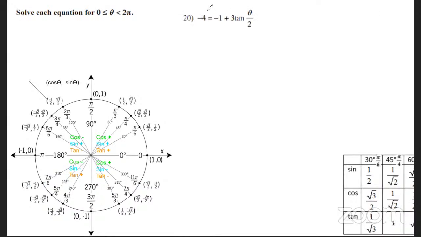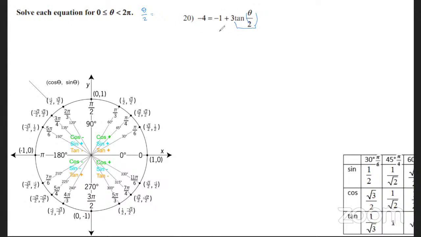All right, this is going to be our last one for the night. This one is going to take up a lot of room, so I'm going to try my best to make it small. Let's undo this to get our trigonometric function by itself. And remember, theta over 2 is going to be equal to whatever our reference angles are. That's how we're going to find our theta later on.